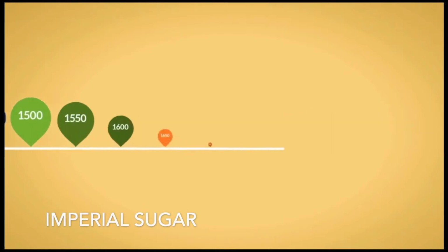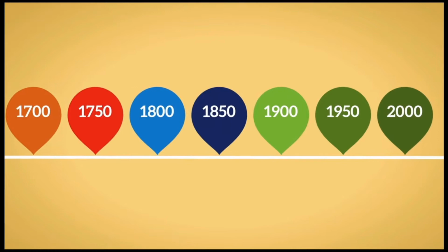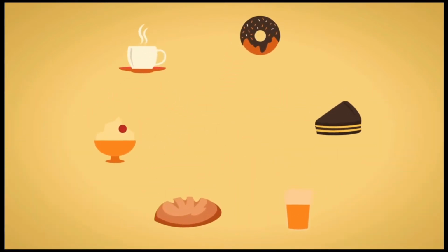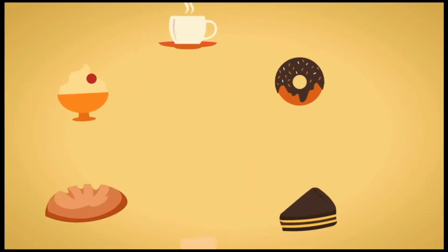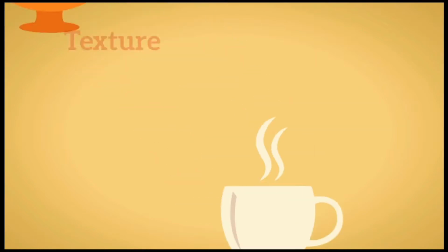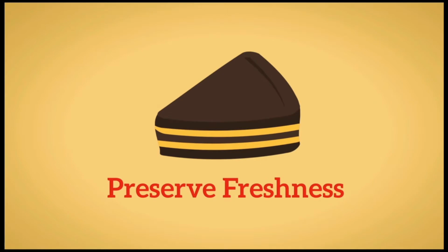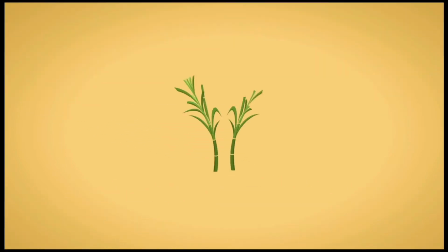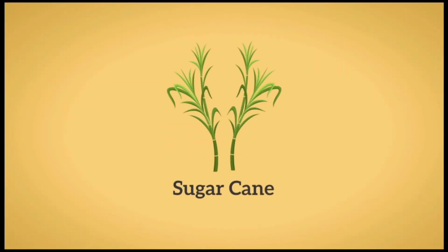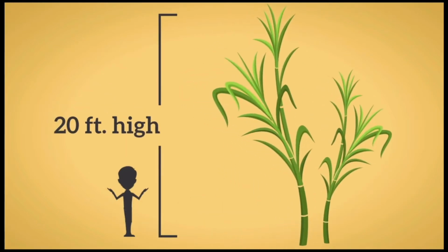Cane sugar has been the sweetener of choice for over 2,000 years. It is used in all types of foods due to its versatility. It enhances flavor, aroma, texture, and browning. It also helps retain moisture and preserve freshness. Sugar starts with sugarcane, a tall tropical grass that can grow up to 20 feet high.